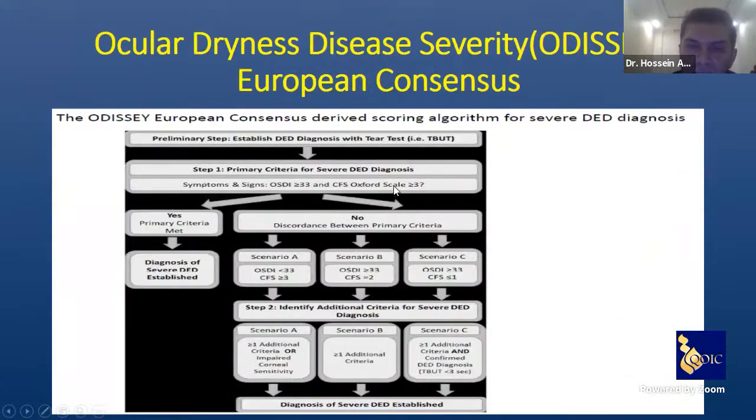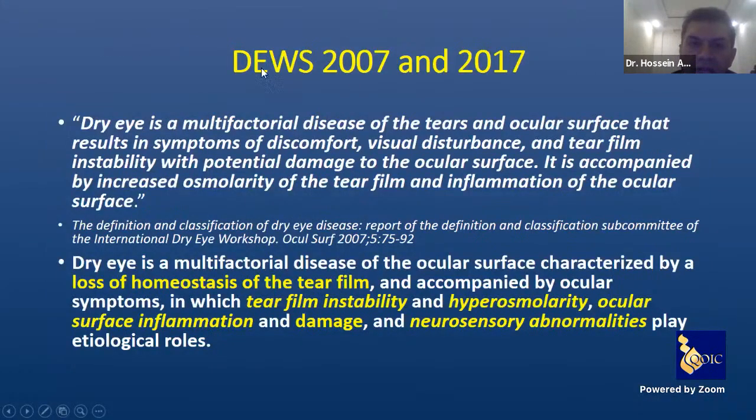This also shows the European consensus, and based on the combination of symptoms and some ocular tests, they divided the patients into some scenarios and subclassifications. And the Dry Eye Workshop, a meeting of dry eye experts from around the world, presented two definitions in 2007 and 2017.